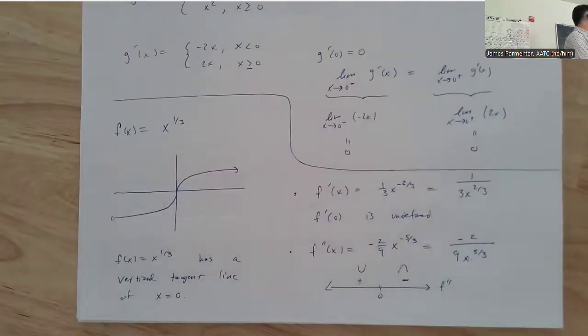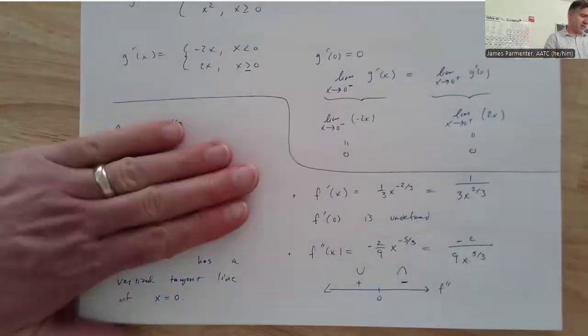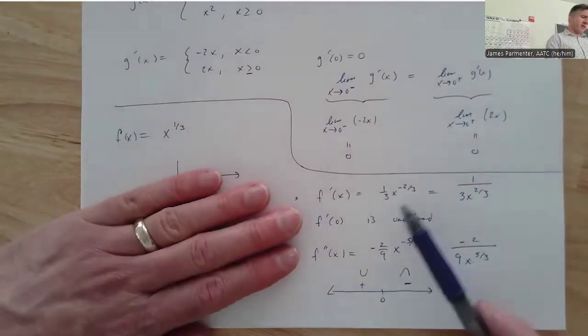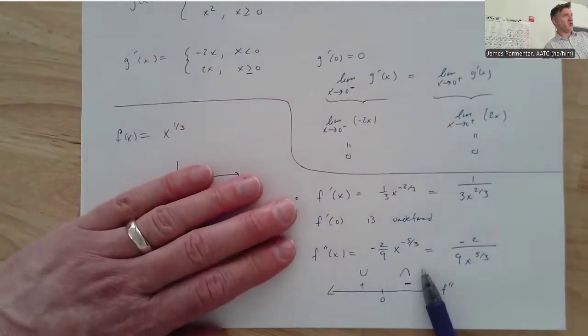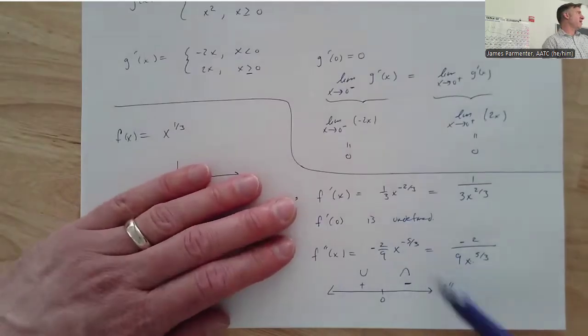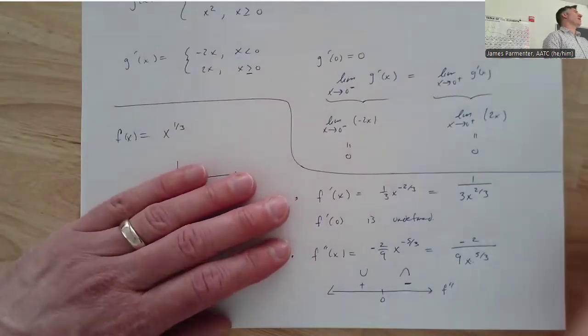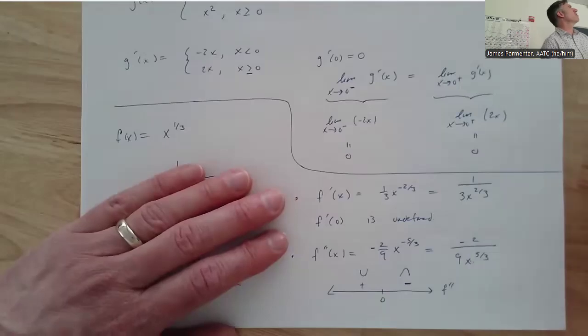And to be perfectly frank, I'm not really sure how you're supposed to see that without the graph. Like, if you didn't graph this and you just did this work over here, well, okay, the derivative is undefined at 0, the second derivative is undefined at 0, the concavity changes. Do I have a vertical tangent line there? I mean, I guess I can think of what would work.